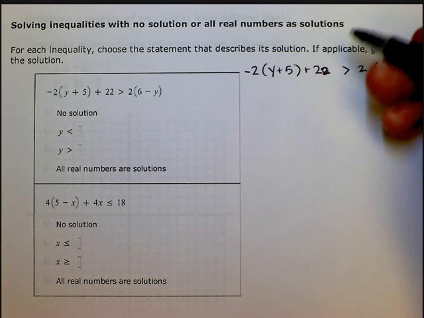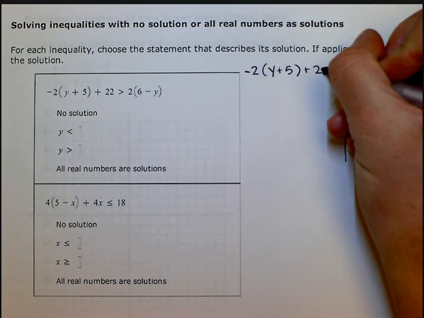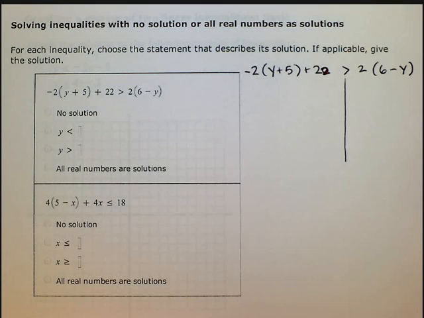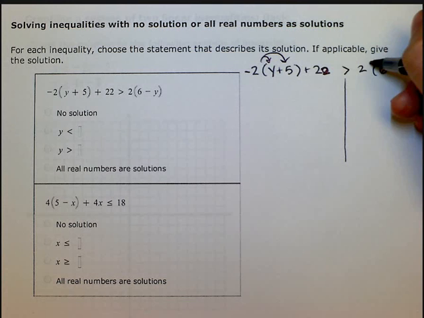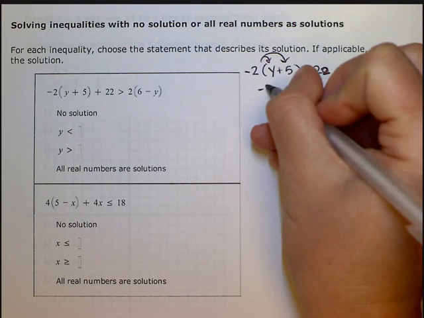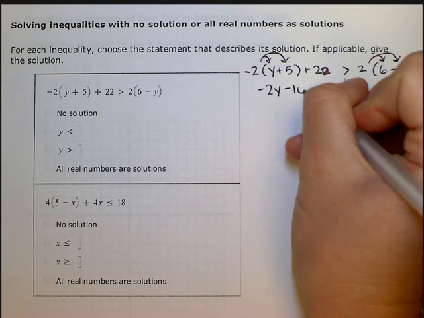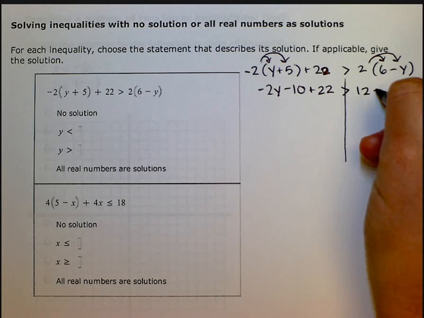Now in order to solve this, I'm going to draw my line down the center at the sign because that helps me stay organized. The first thing that I need to do is get rid of those parentheses on either side. So I'm going to distribute this negative 2 and this positive 2 here. So I have negative 2y minus 10 plus 22 is greater than 12 minus 2y.